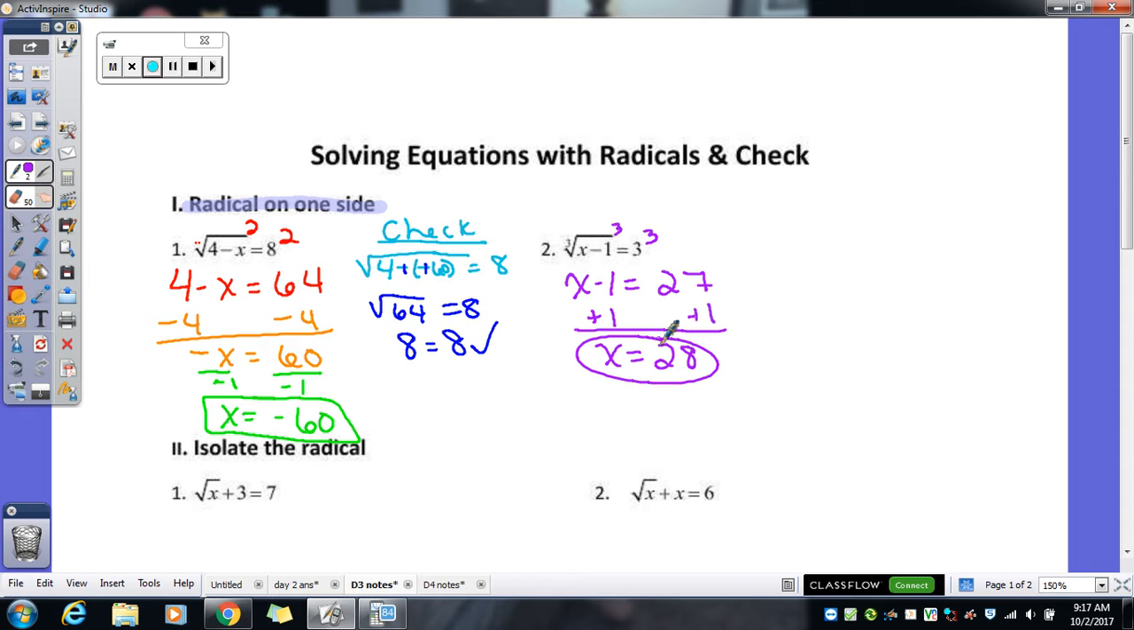So again, let's just do our check and make sure this still works. Plugging in 28 minus 1, we're going to see if that gives us a 3. So that gives me the cube root of 27, which is in fact 3. So that works out nicely as well.